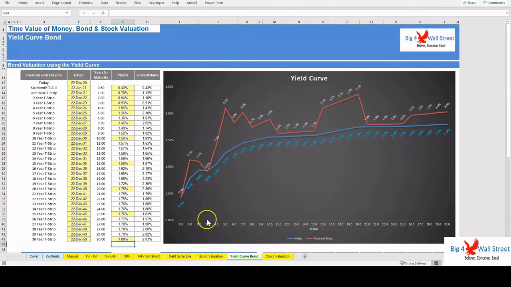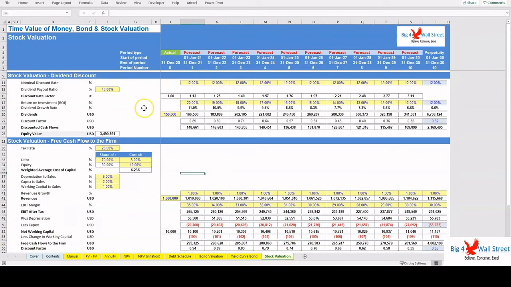Finally, in the Stock Valuation tab, the user can value a stock by using two different methodologies. In the dividend discount model, the user can set the discount rate, the dividend payout ratio, the return on investment, and the last year's dividend, and the equity value of the firm will be calculated.